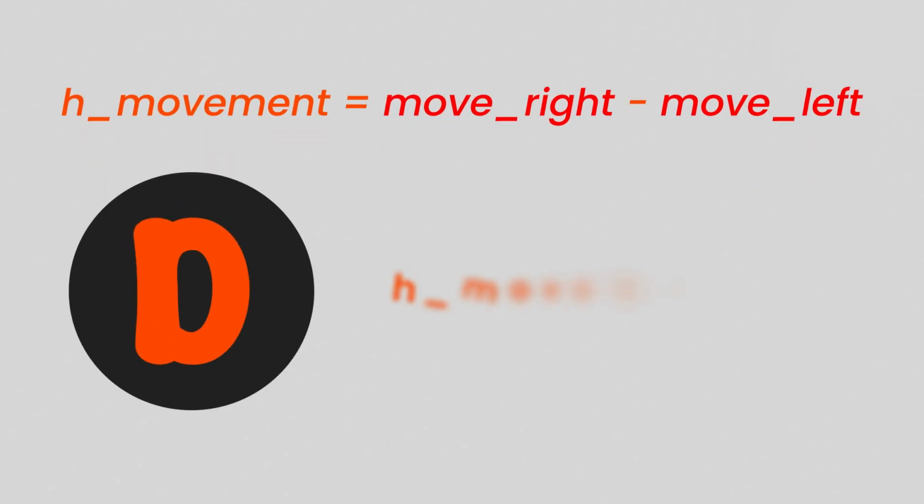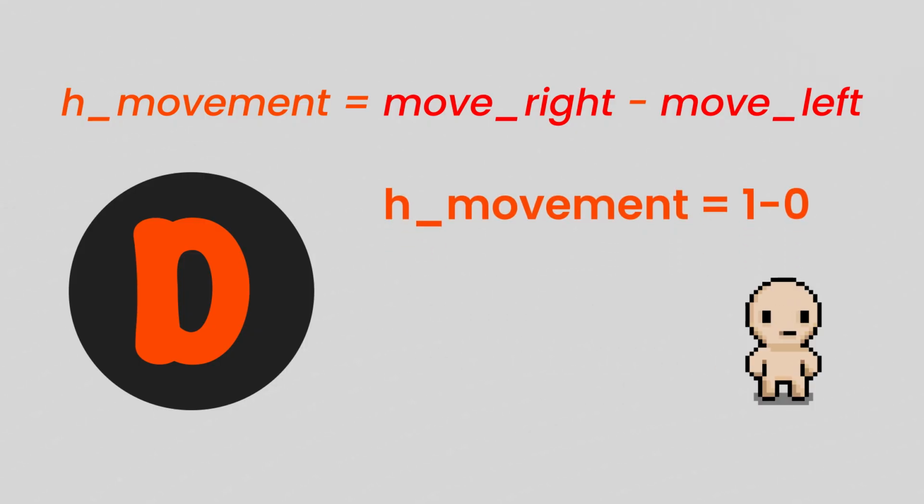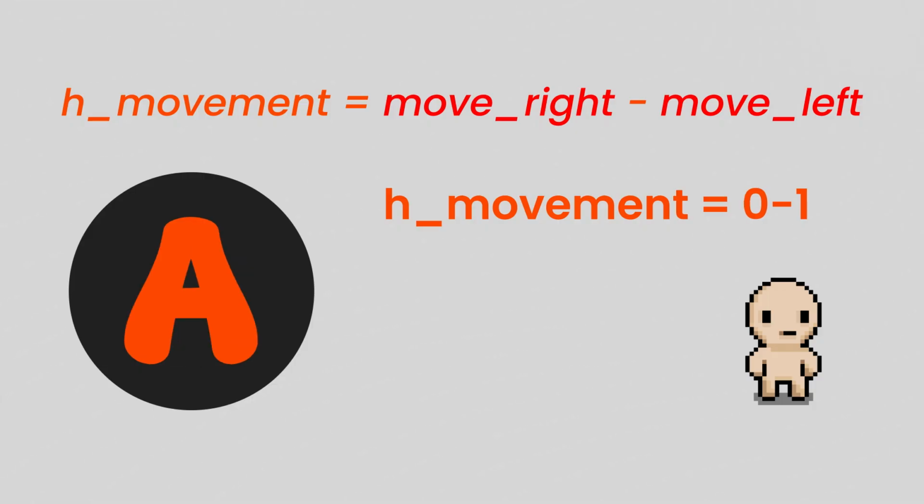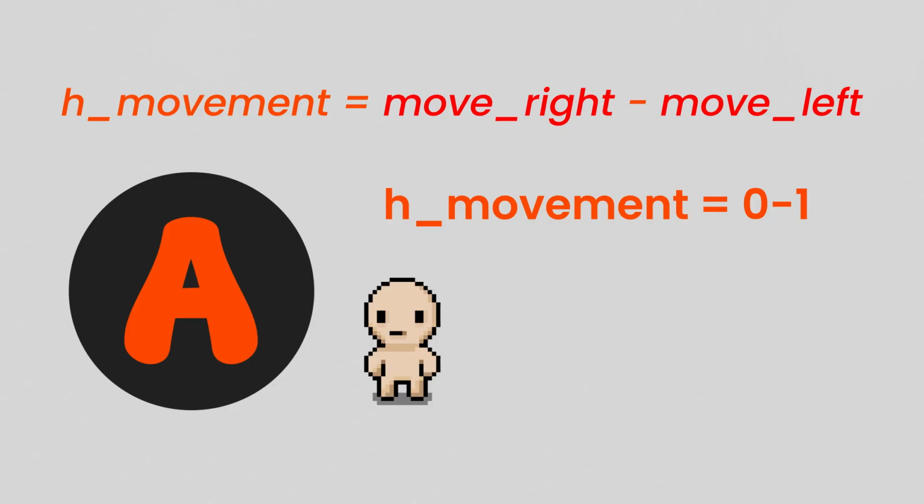If I press the D key, my move_right value will be 1, my move_left value will be 0. So 1 minus 0 equals 1. This will make my player move on a positive x value. When I press A, my move_right value will be 0 and my move_left value will be 1. So 0 minus 1 is minus 1. This will make the player move on a negative x value.